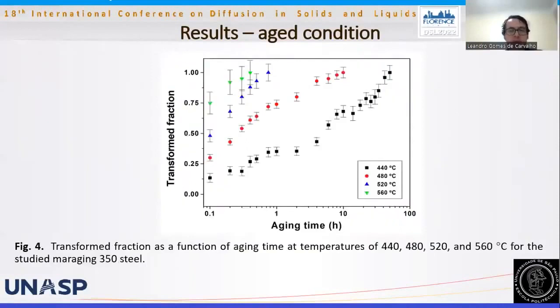Figure 4 shows the transformed fraction obtained from the microhardness data as a function of time and the age temperature. Figure 4 illustrates that there is an acceleration in the precipitation kinetics with a temperature increase, in a way that indicates that the precipitation is thermally activated.